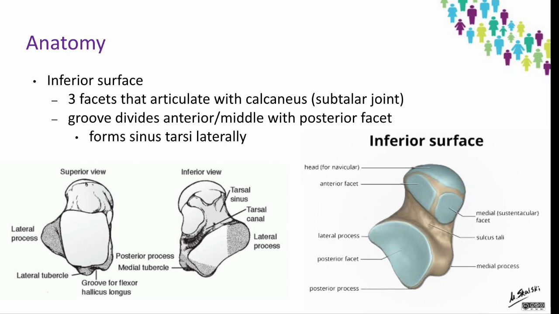Looking at the inferior surface of the talus, there are three facets which articulate with the calcaneus and form the subtalar joint. There is a groove that divides the anterior and middle, and a groove between the anterior middle and the posterior facets, which then forms the sinus tarsi laterally.